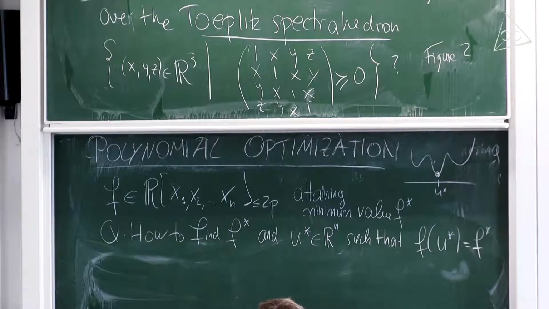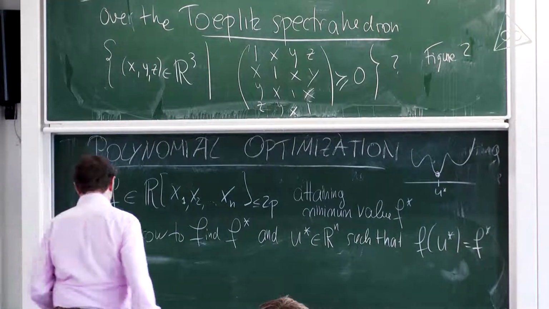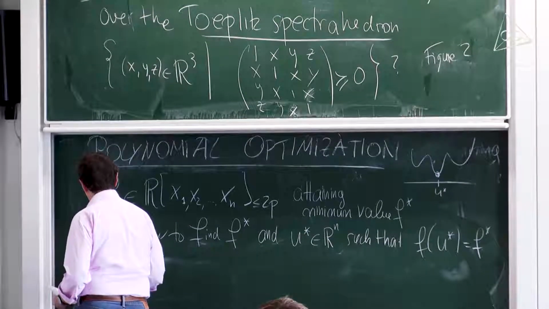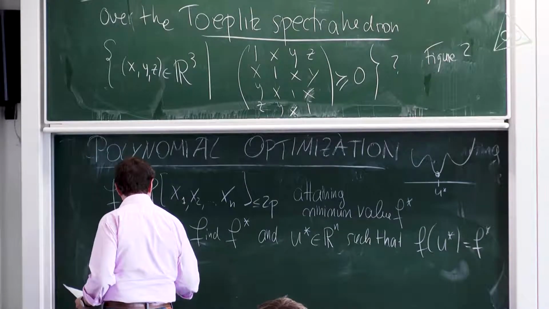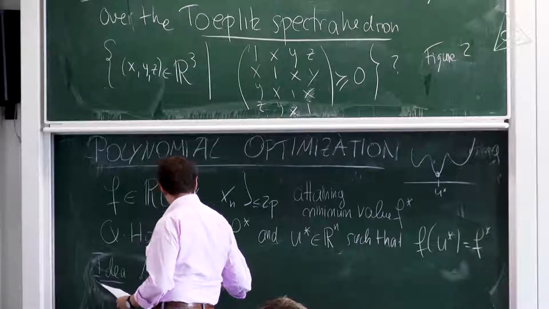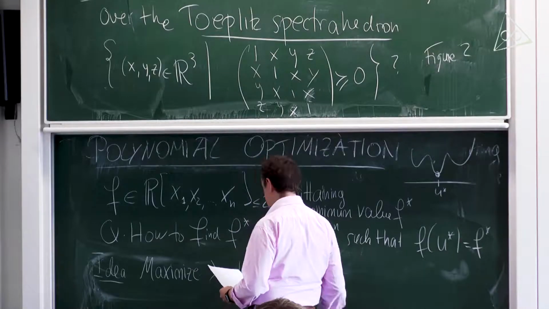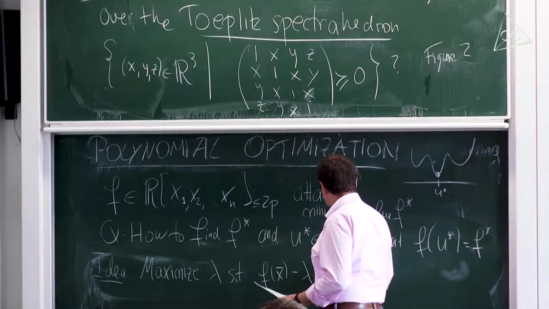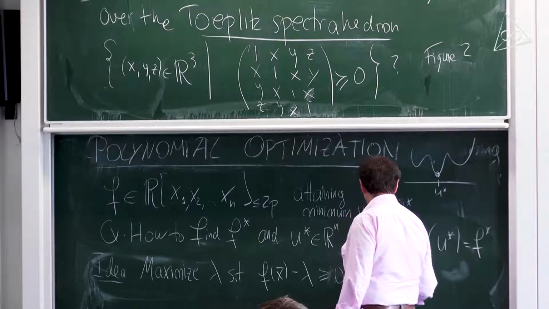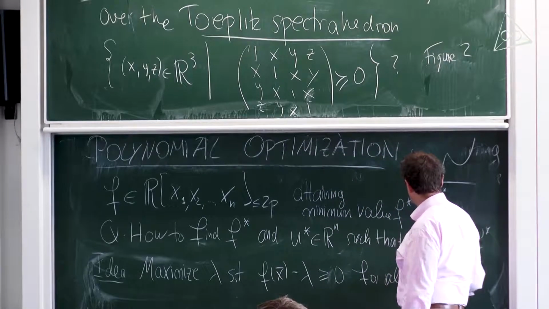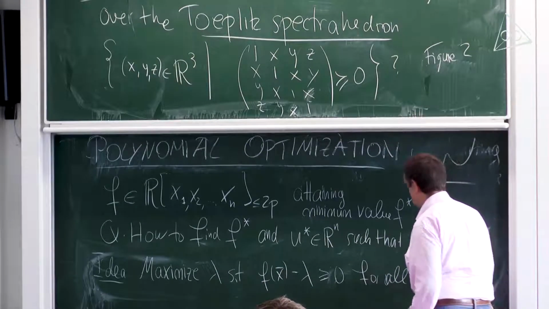Now in one variable, this is relatively easy. You learn this in high school: you take the derivative. But if you're in two or more variables, this becomes difficult. So we're going to approach this problem using semi-definite programming. But first, let's think about it this way. This problem is equivalent to: maximize lambda such that f of x minus lambda is non-negative for all x in R^n. Now that's equivalent to our problem.